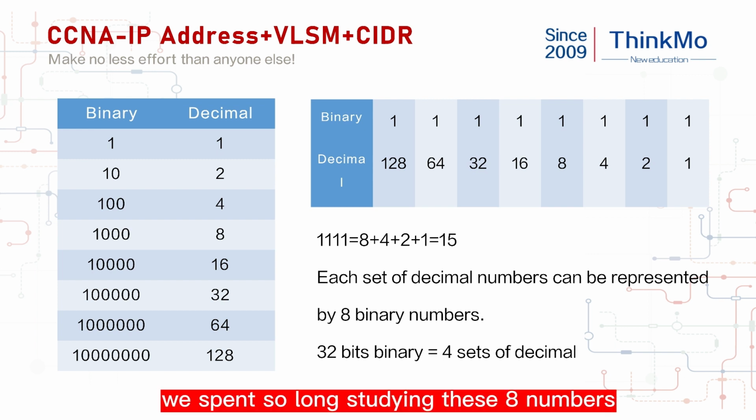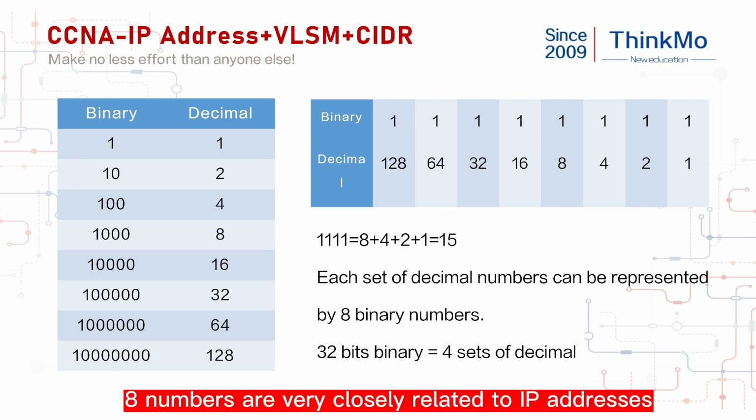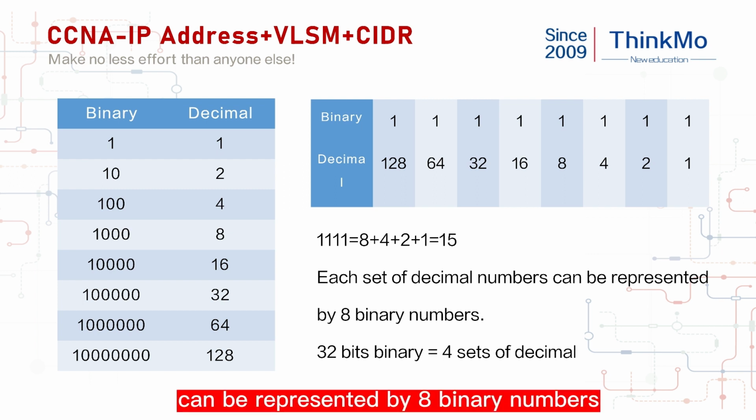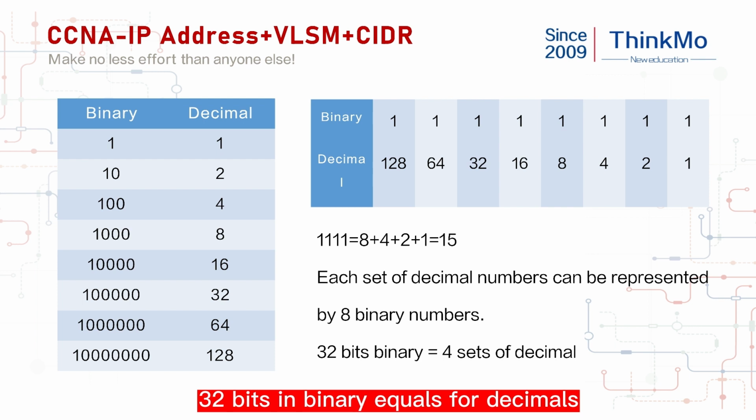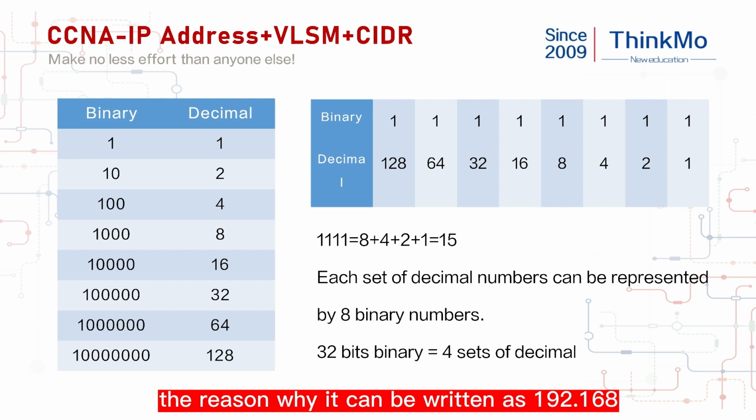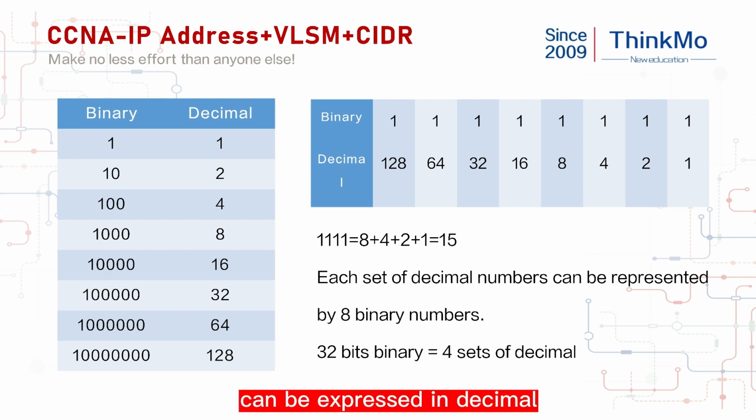In fact, everyone will find, we spent so long studying these 8 numbers because these 8 numbers are very closely related to IP addresses. Each of our sets of decimal numbers can be represented by 8 binary digits. In other words, 32 bits in binary equals 4 decimal numbers. There is a conversion relationship. Actually, the IP address should have been 32 zeros and ones. The reason why it can be written as 192.168 is just because of this. Because all 8 binary digits can be expressed in decimal.